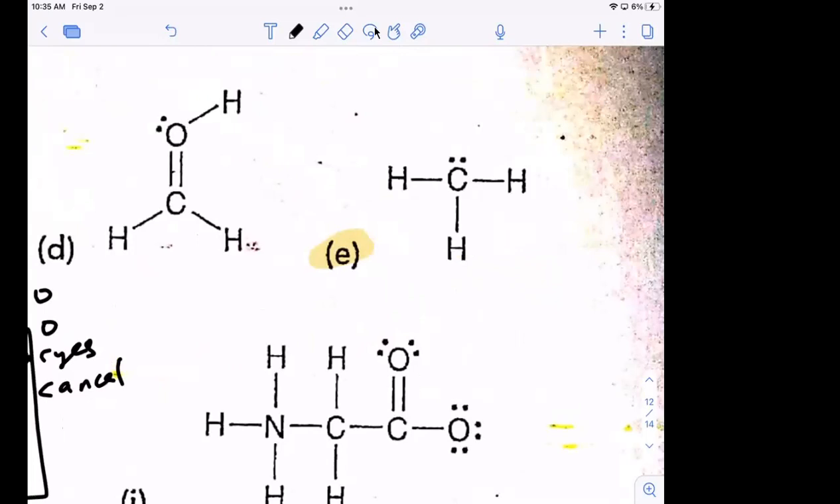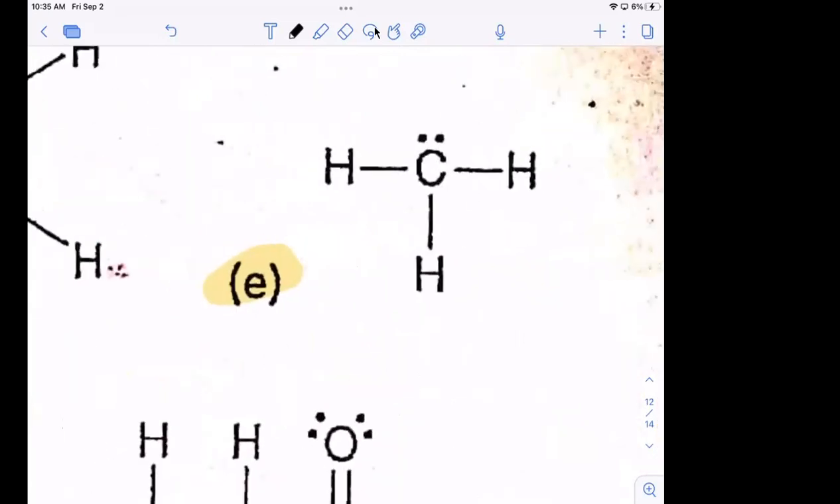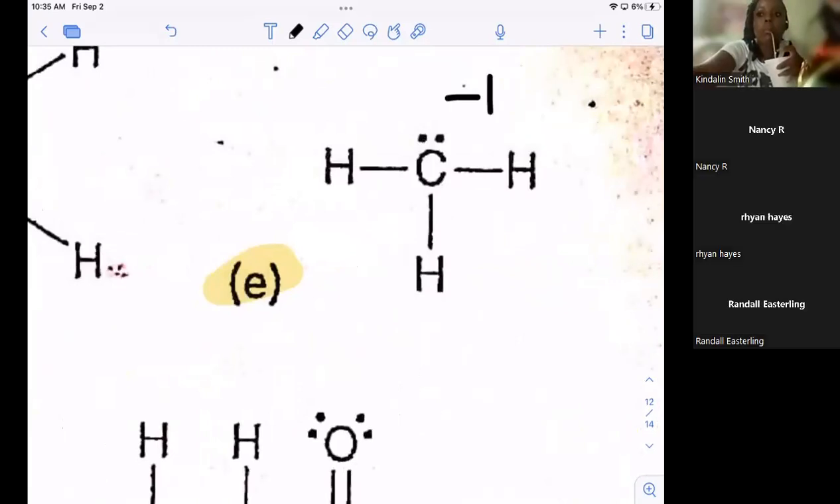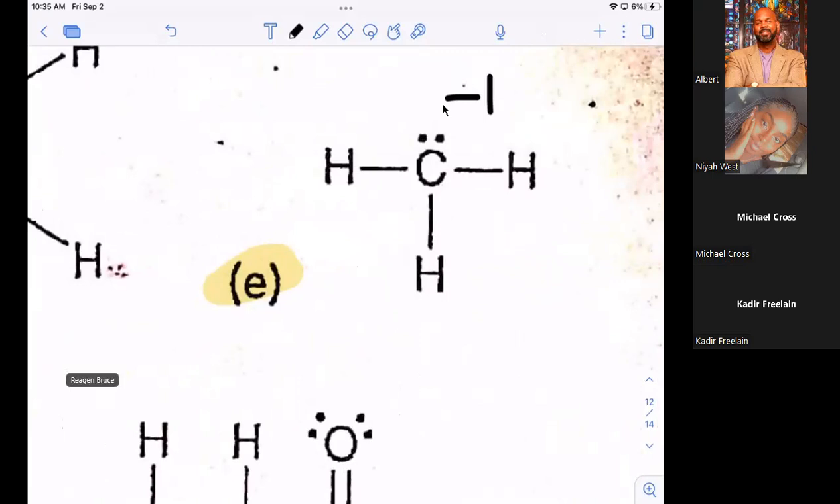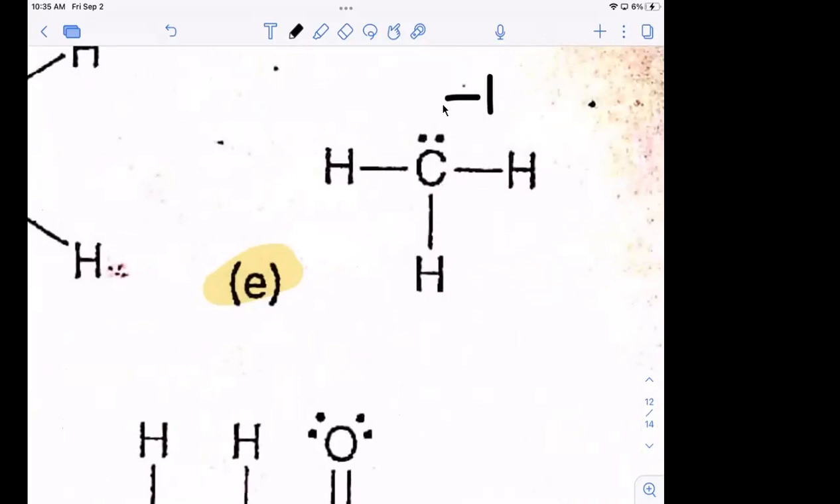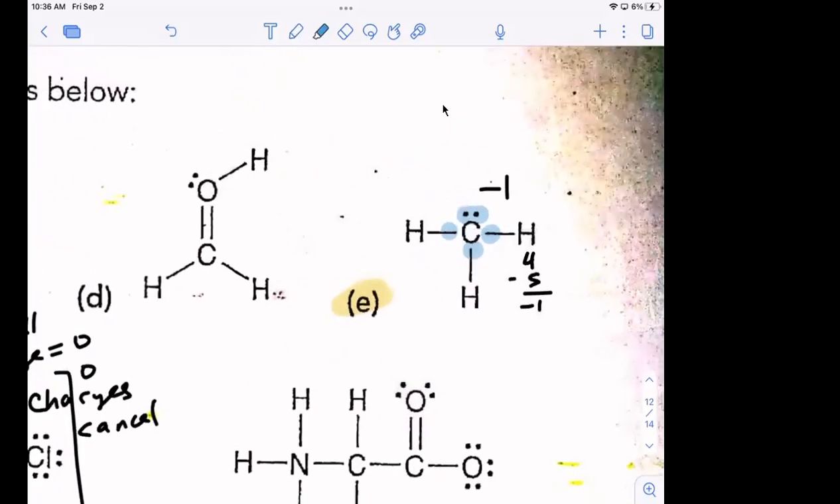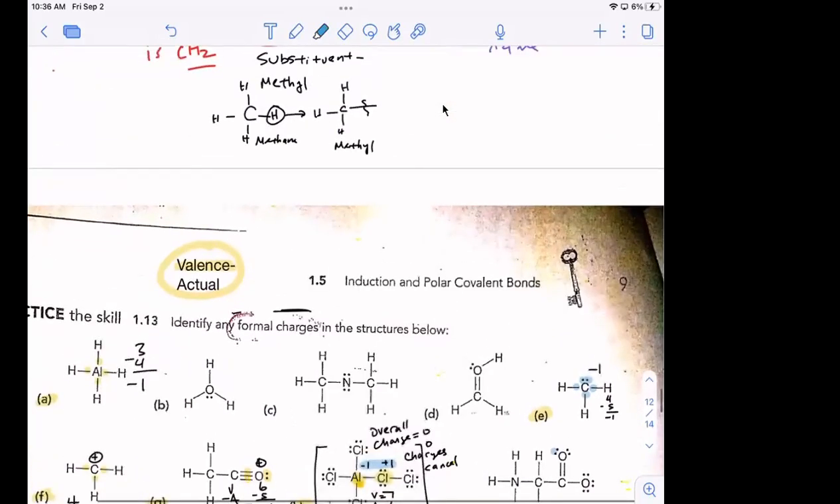Wouldn't it be a formal charge of -1? -1. Good. I agree. How did you calculate that? How did you come to that determination? Because carbon has a valence of 4, and then there's 5 electrons to the central atom. So 4 minus 5 is going to be -1. That's exactly right. Who was that? Kadir. Nice work. So the valence is 4. The actual is 5 because of the lone pair and 1 from each bond. So the overall formal charge is going to be -1.